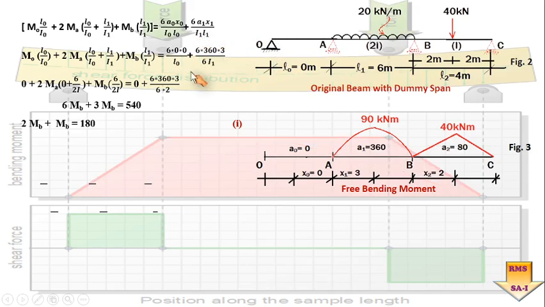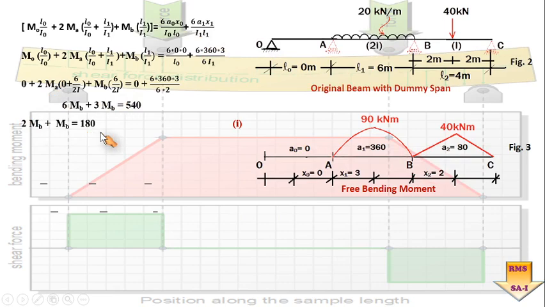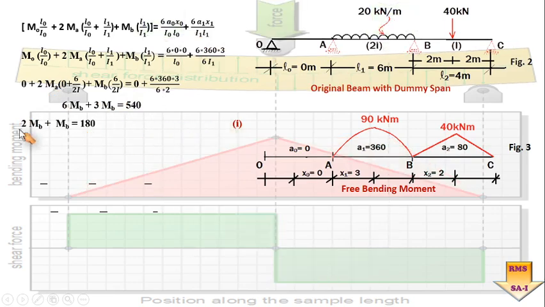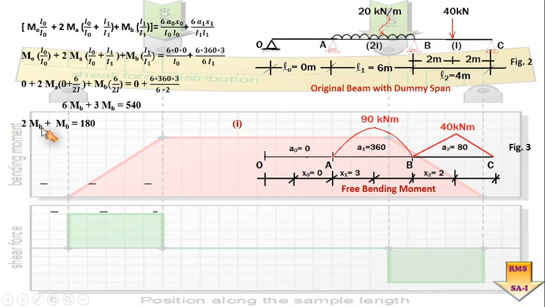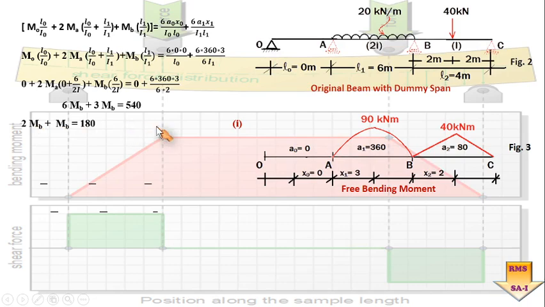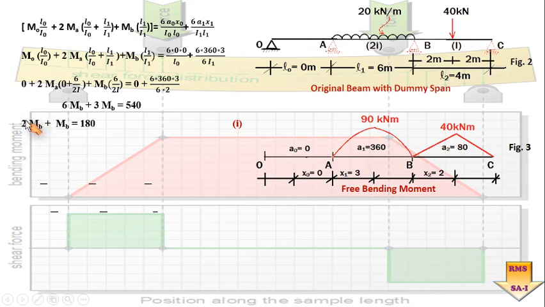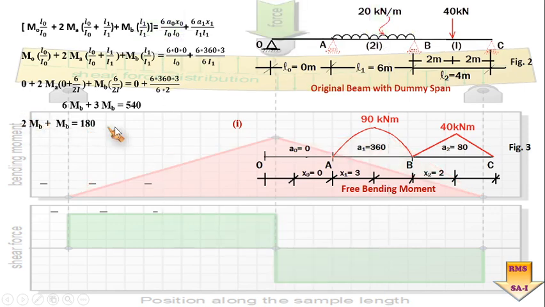So putting all these values on the left hand side of the governing equation as well as on the right hand side and doing the simplification, we come across a new equation, equation number 1, that is 2MA plus MB is equal to 180. Calling this equation number 1. So make a correction here: 2MA plus MB is equal to 180, equation number 1.